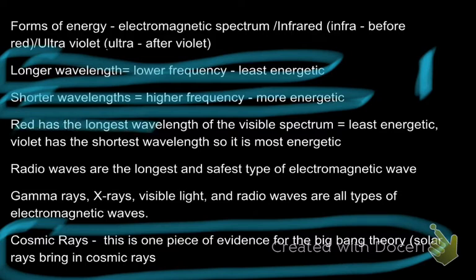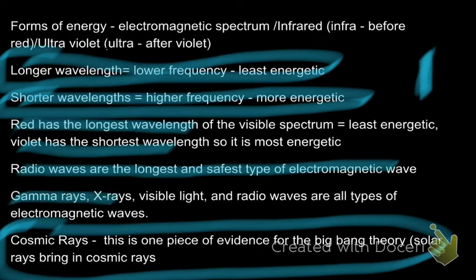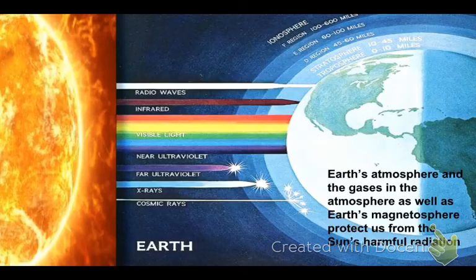Other things you need to know: red has the longest wavelength of the visible spectrum, meaning it's least energetic. When we're talking visible spectrum, we're talking about light and how light breaks down into the Roy G. Biv colors. So red is least energetic. Violet has the shortest wavelength, so it's going to be most energetic of our visible spectrum. And then when we talk about the extremes of the entire electromagnetic spectrum, radio waves are longest and safest. Gamma, X-rays, visible light, and radio waves are all types of electromagnetic waves that do come to our Earth.